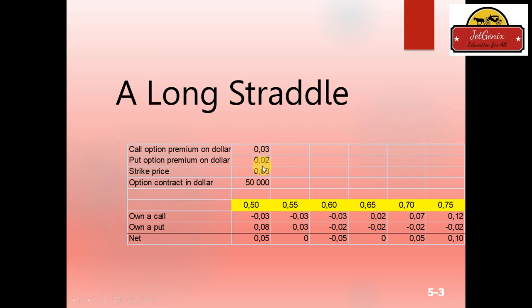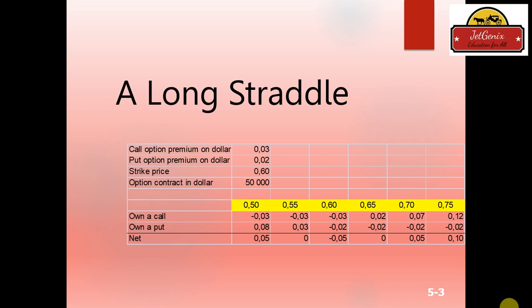Like, for example, if the price goes to 50 or less than 50, we will benefit from the put option. Of course, we will lose only 0.03 on our call option. And if the price goes to 70, 75 or 80, then we are going to have some return on our call option, while we will lose only 0.02 on our put option. So this is the way we can trade the options, and how we can benefit from the straddle strategy.